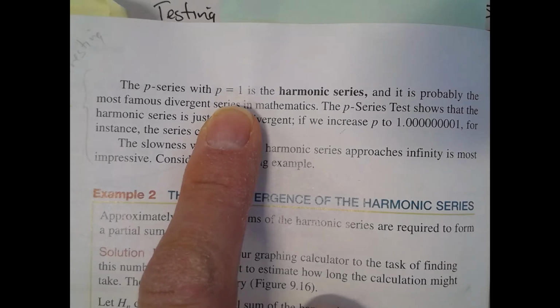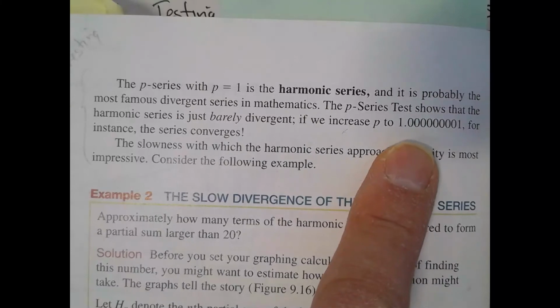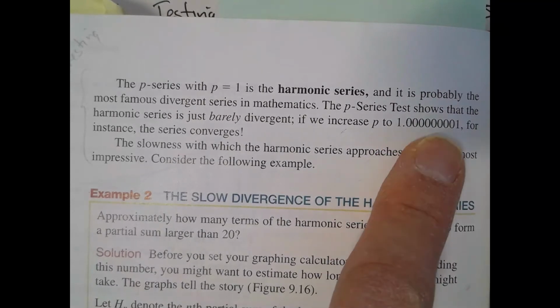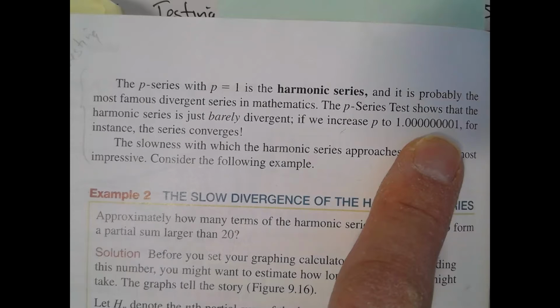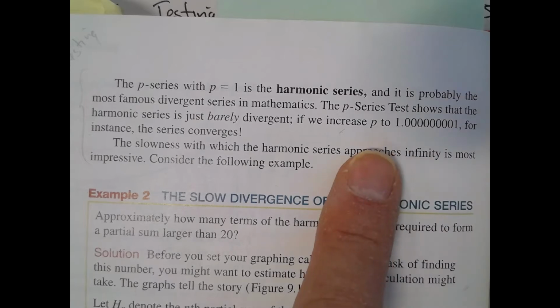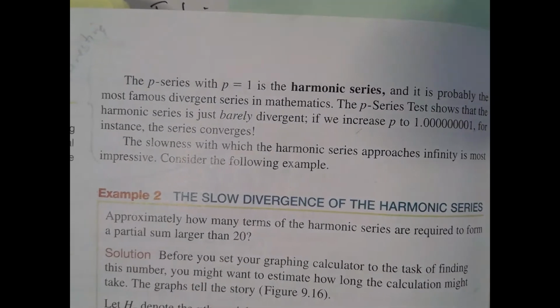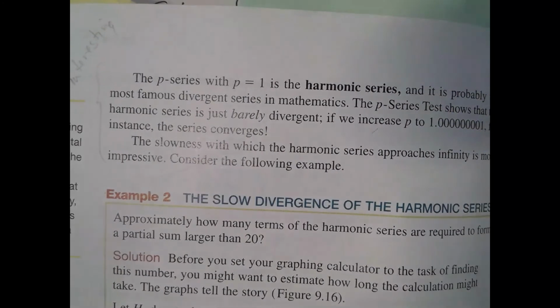So the series 1 over n to the 1 is going to diverge. What if it's 1 over n to the 1.000, how many zeros there are, 1? Will it converge? It will converge because p is bigger than 1. How quickly will it converge? Very, very slowly.